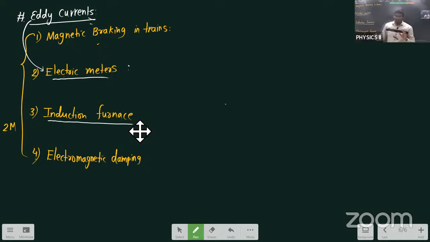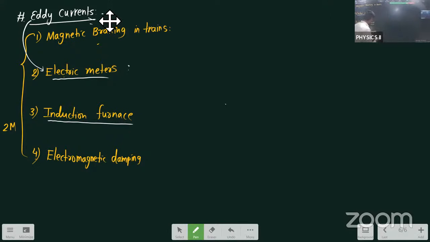So whenever eddy currents are generated, due to that, what will be happening? A huge amount of temperature increase will be there. Due to the increase in temperature, whatever metals we are placing in that induction furnace will start to melt. So this is also an application for eddy current.